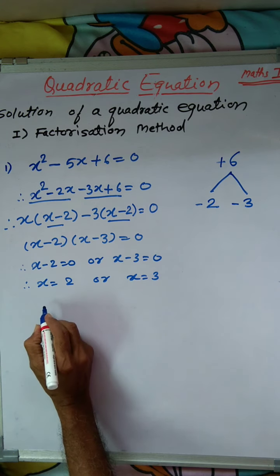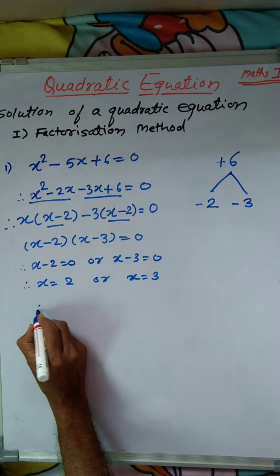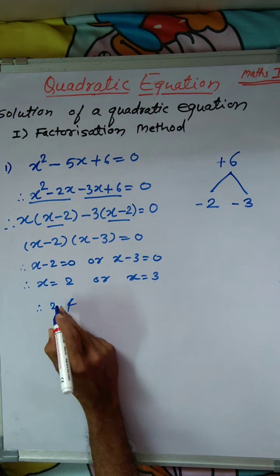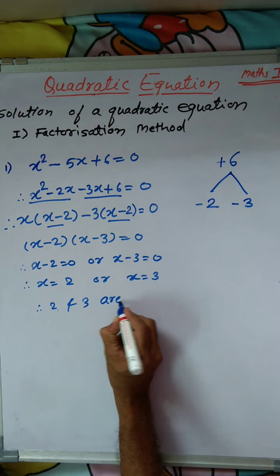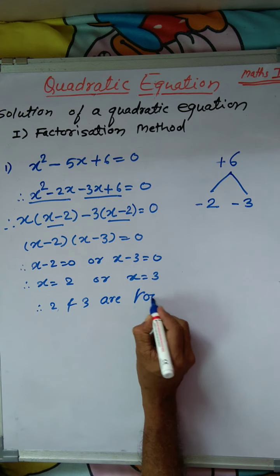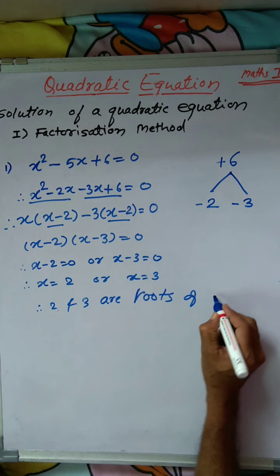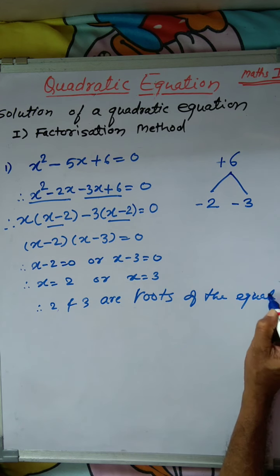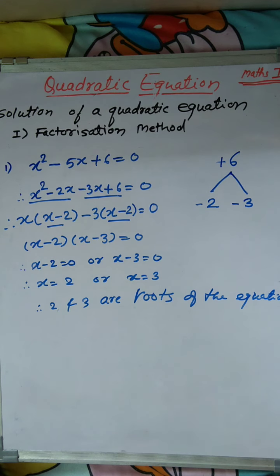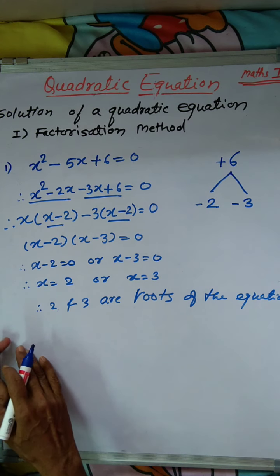That is our solution. Hence 2 and 3 are the roots of the equation. That is our final answer. We changed only the middle term, and the roots are different. Okay.